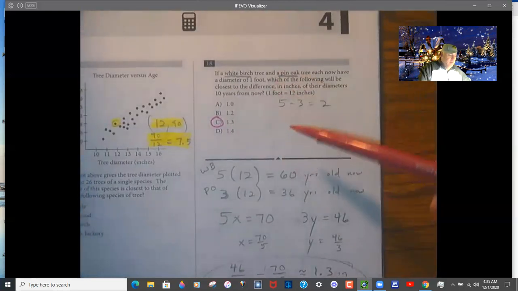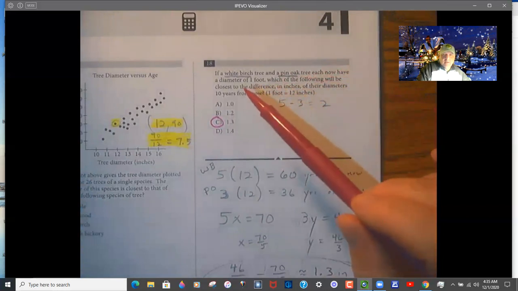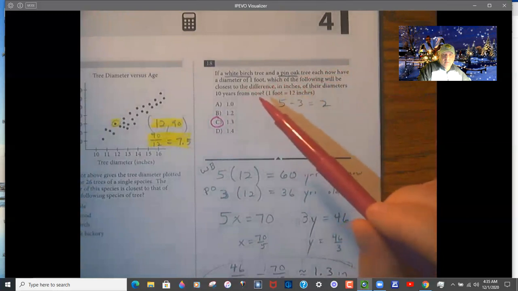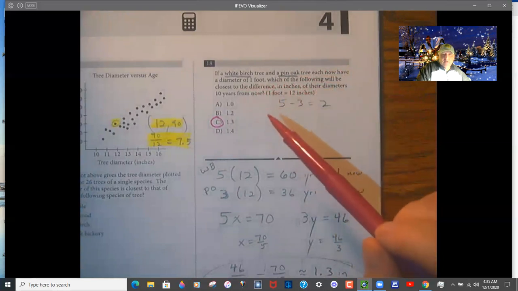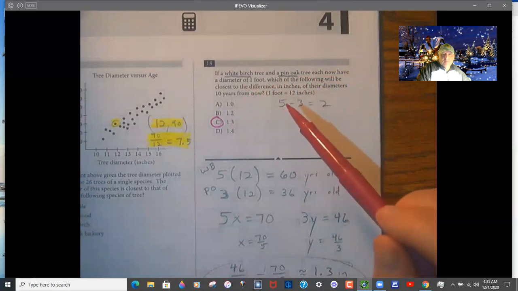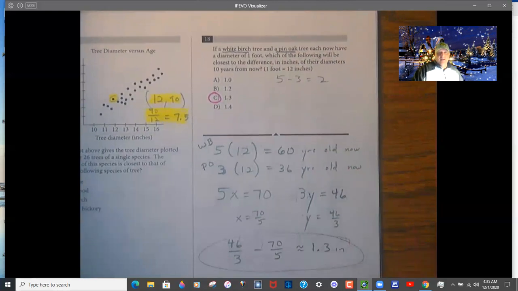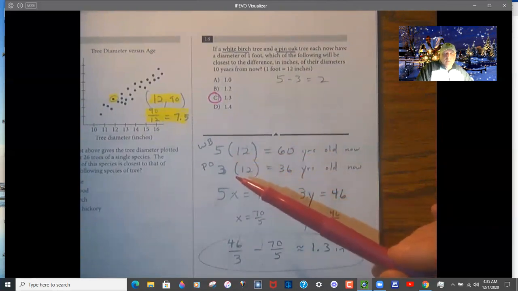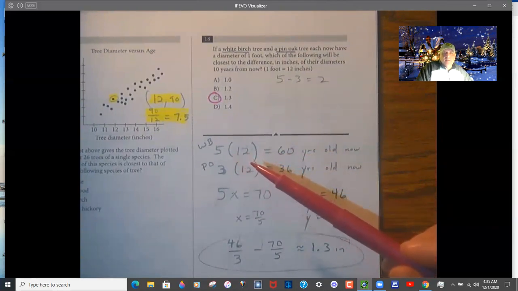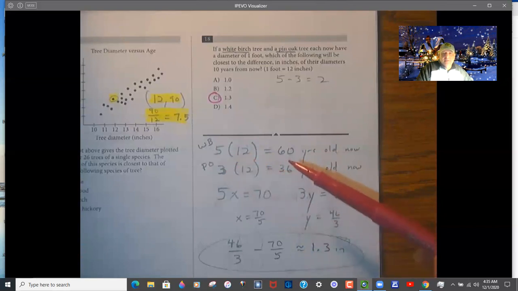Okay, and then still another question. If a white birch tree and a pin oak tree each now have a diameter of 1 foot, which of the following will be the closest to the difference in inches of their diameters 10 years from now, if 1 foot equals 12 inches? So here's the idea. We have to figure out how old they are now. Each of them has a diameter of 12 inches, so multiply by their growth factors. This is their age.